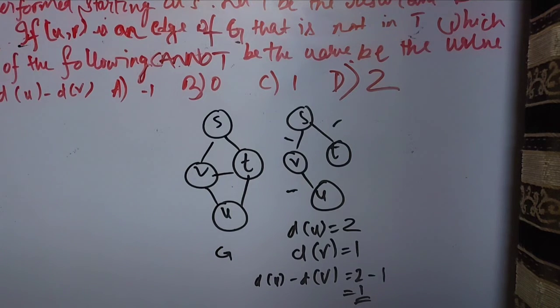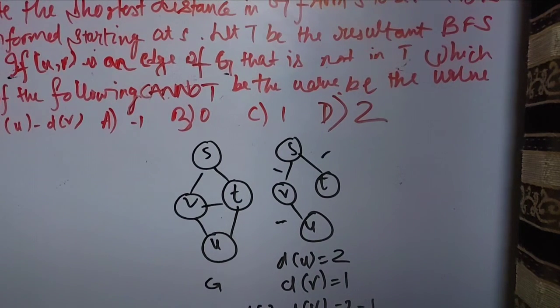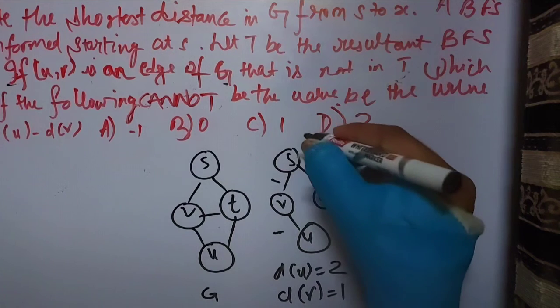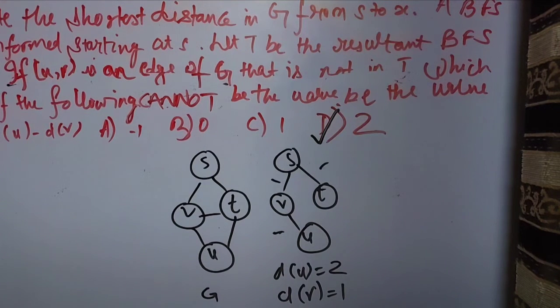So from the options we can see that -1, 0 and 1 are possible, as I have shown from the previous examples. As it is an MCQ based question, out of 4 choices only 1 is correct, and as we have shown, -1, 0 and 1 are possible. So 2 is the only answer which could not be a possible value of du minus dv. So the answer to this question is 2.